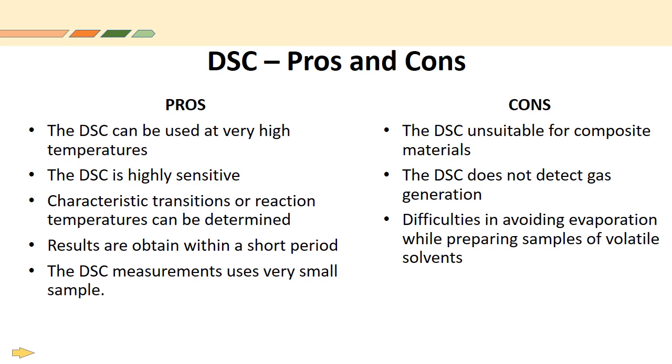Now we have the disadvantages. We know in reality that whatever has an advantage also has disadvantages attached to it. The disadvantages of using DSC are that it is unsuitable for composite materials. In other words, you cannot obtain a reliable result for any composite materials with DSC. DSC does not detect gas generation. And there are difficulties in avoiding evaporation while preparing samples of volatile solvents. That is the last and not the least of the disadvantages of DSC.